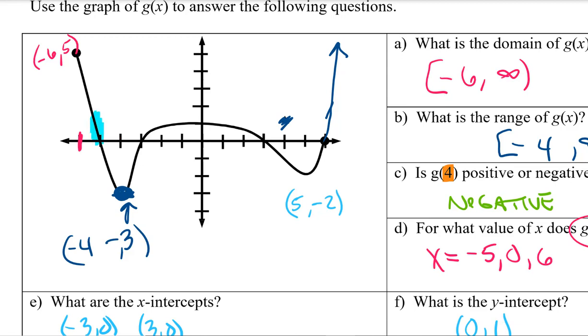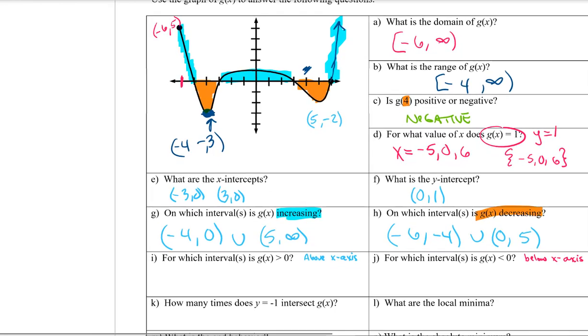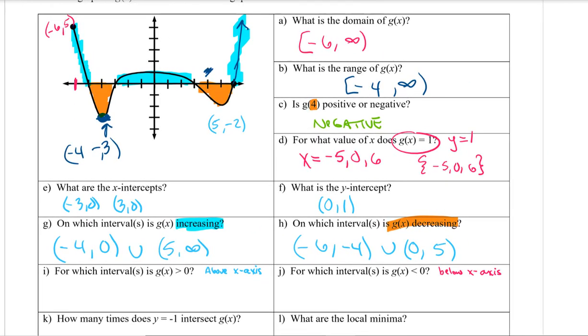So this piece right here is above. This piece right here is above. And this piece going on forever is above. And then the below part is just right in here, and then also a little chunk right in there. So you can see the parts of the graph that are above or below the x-axis based on the way we've got it highlighted there. Then we just have to give the intervals, much like we did for increasing and decreasing.